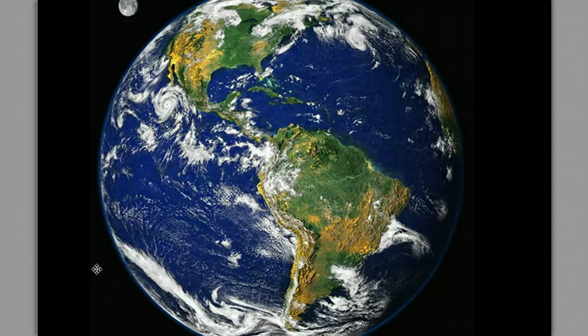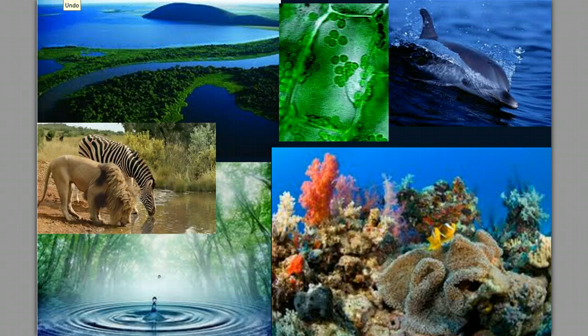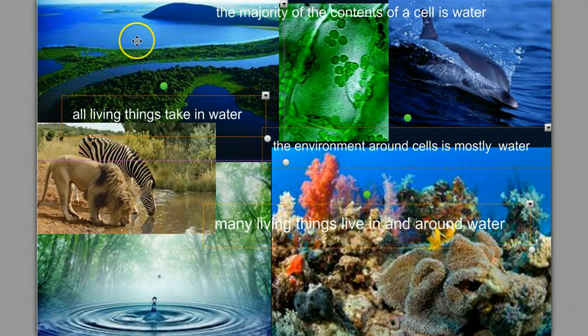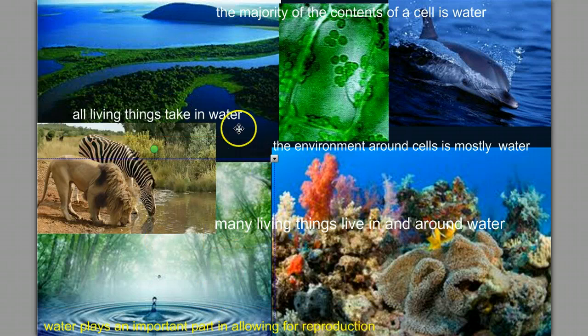So what makes life as we know it possible on Earth? Water. Approximately 70% of the Earth is covered by water. The majority of the contents of a cell is water. The environment around most cells is water. All living things take in water. Many things live in and around water. And water plays an important role in allowing for reproduction.